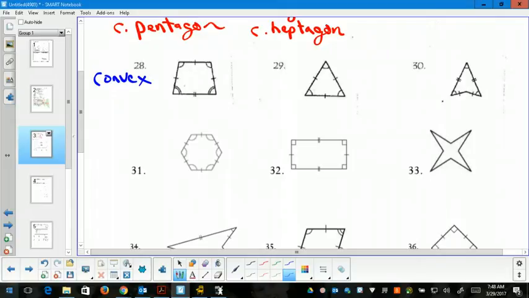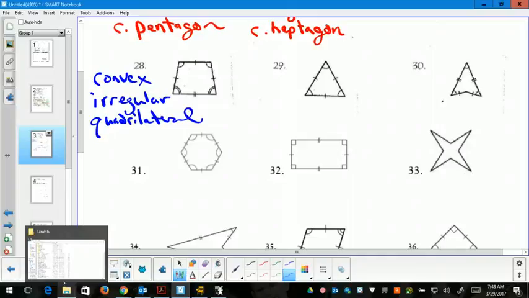Is it regular or irregular? Irregular. It would have to have all sides the same exact tick mark and all angles the exact same angle mark. Yep, I'll come and check it. And then it's got 4 sides, so it is a quadrilateral.